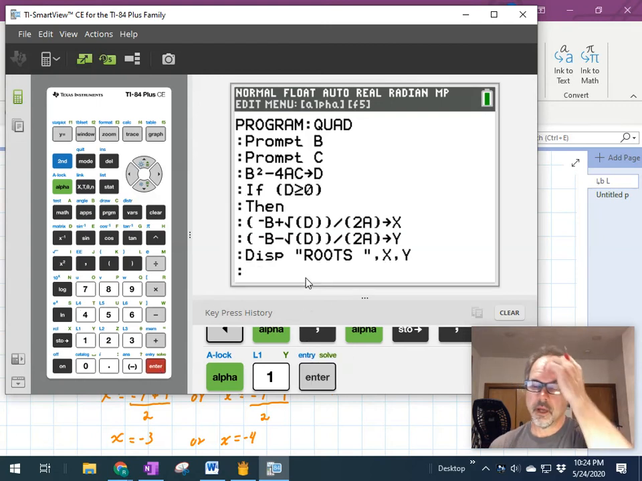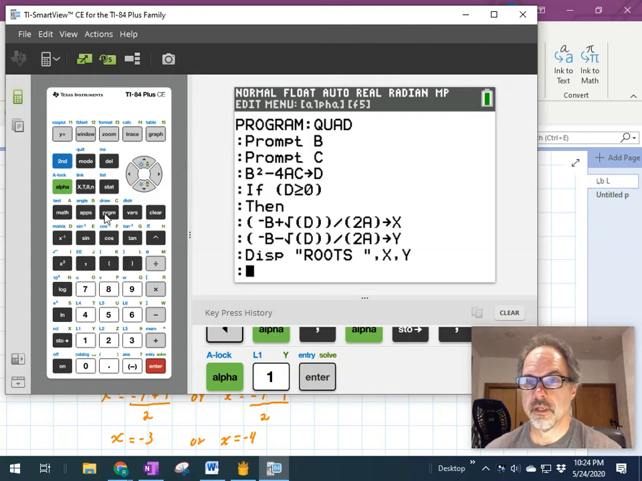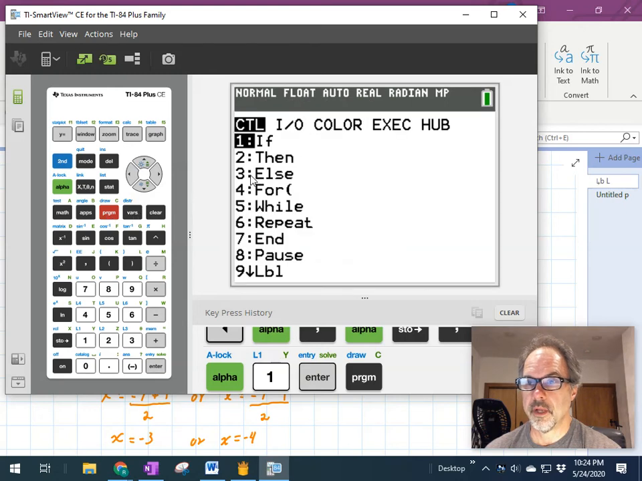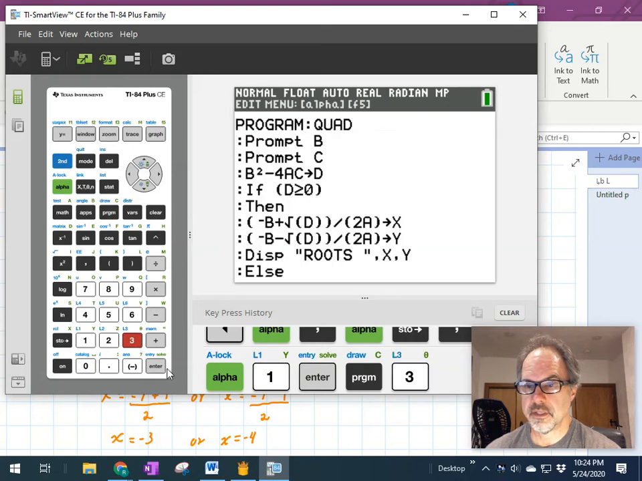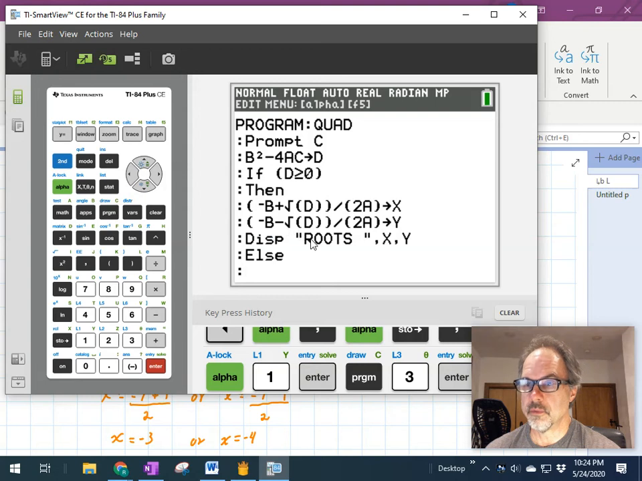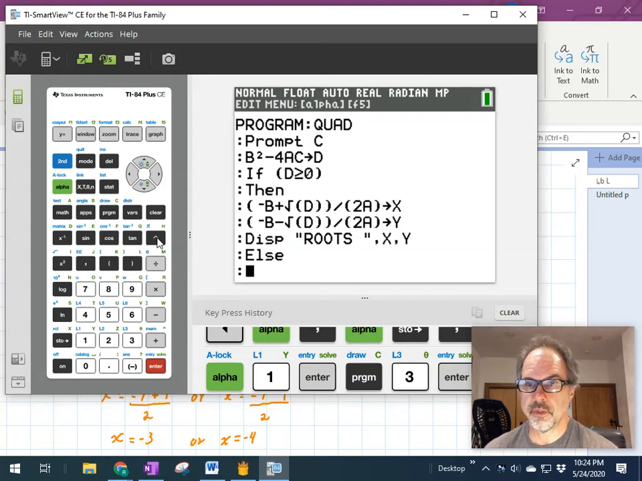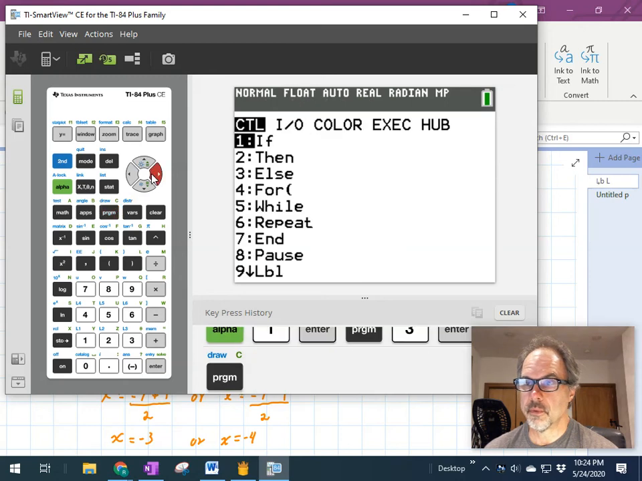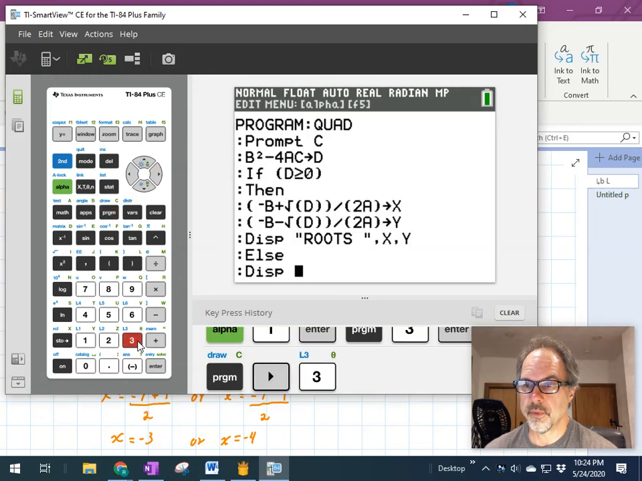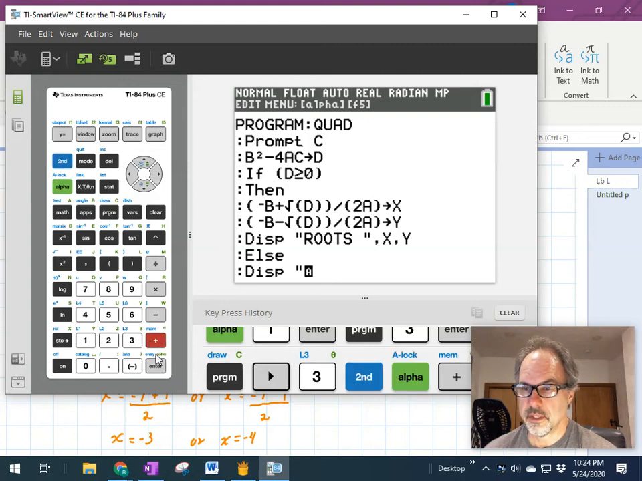All right. Now, what if D is less than 0? So we need to do an else statement for that. So go back to program. Number 3 is the else. Else, we want to display a message that there are no real roots. And that's what we're going to do. So we're going to go to program. We're going to go to IO, number 3, and then alpha lock, so second alpha. And then we're going to say no real roots.